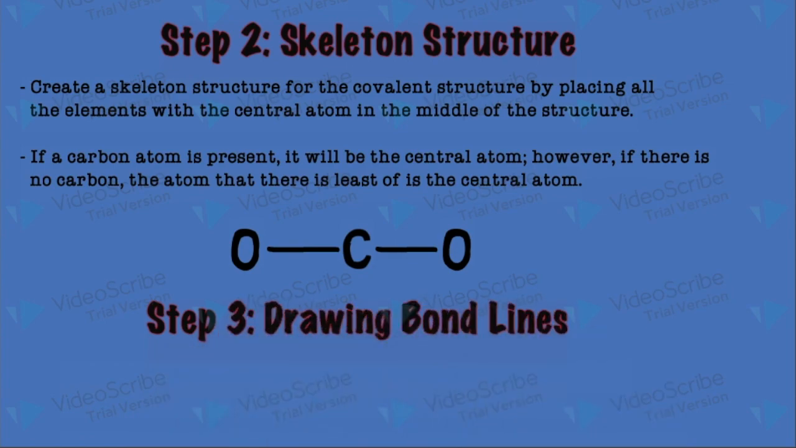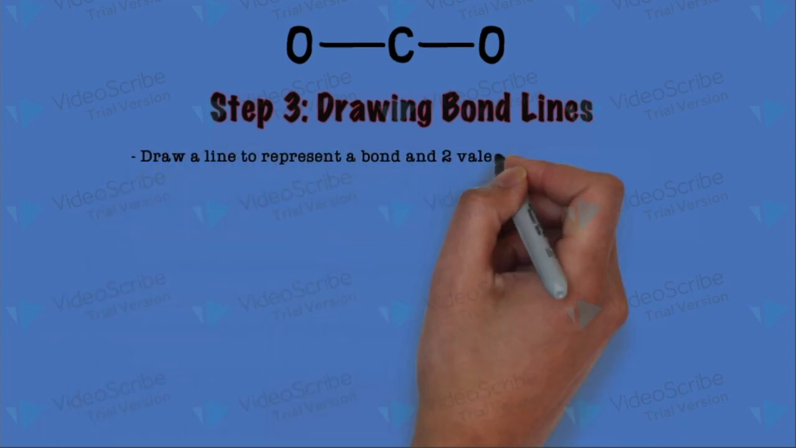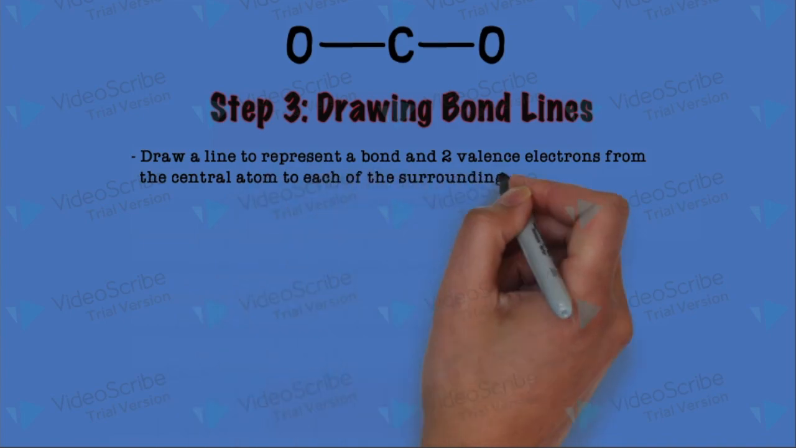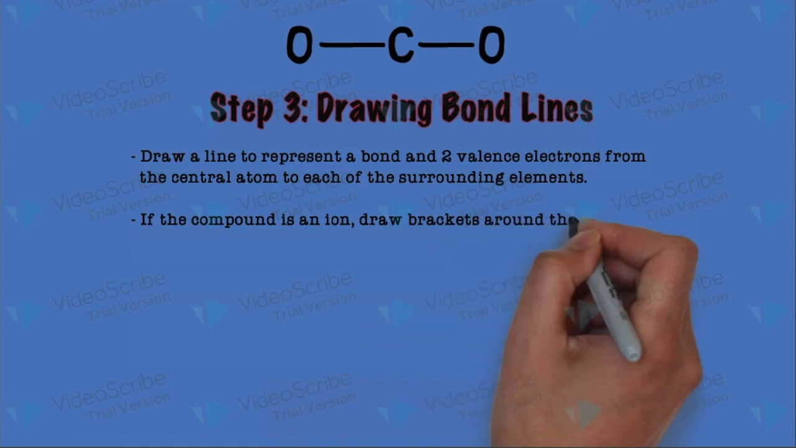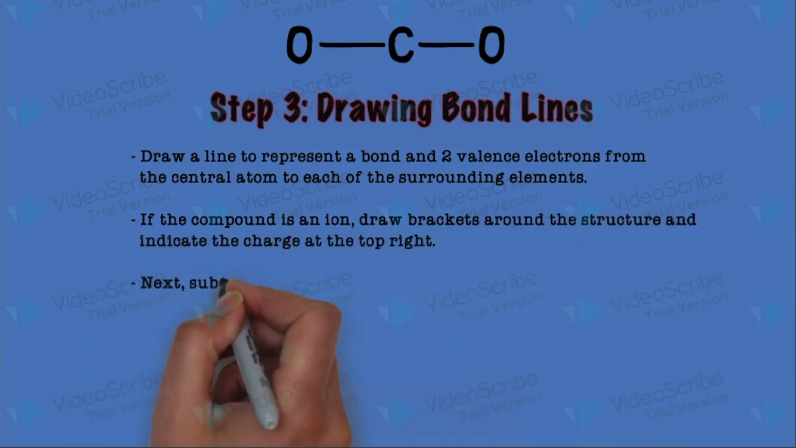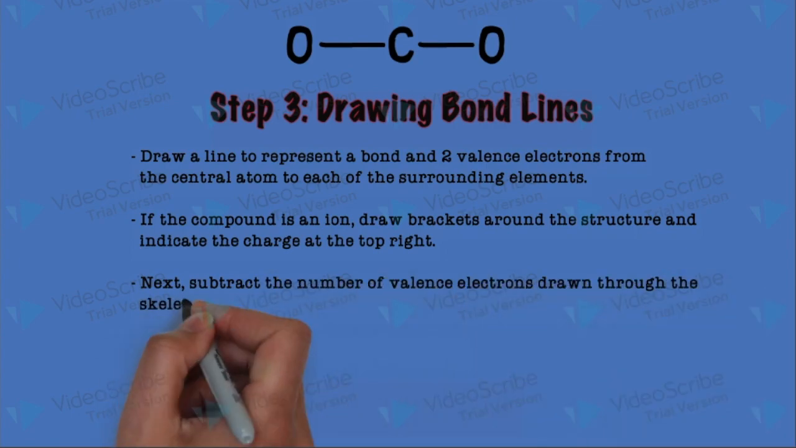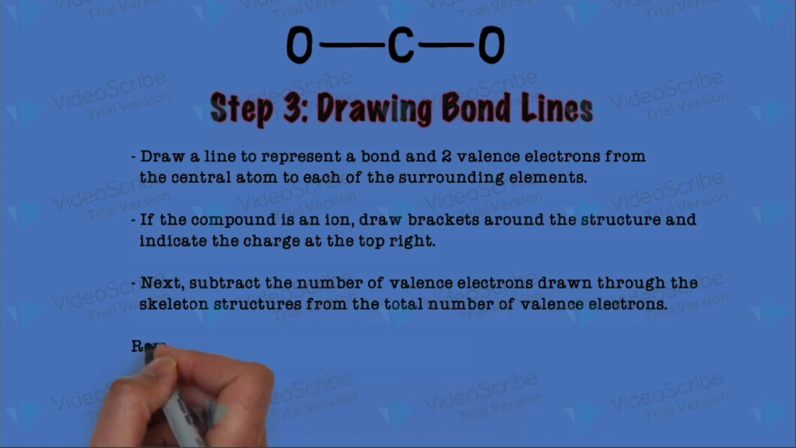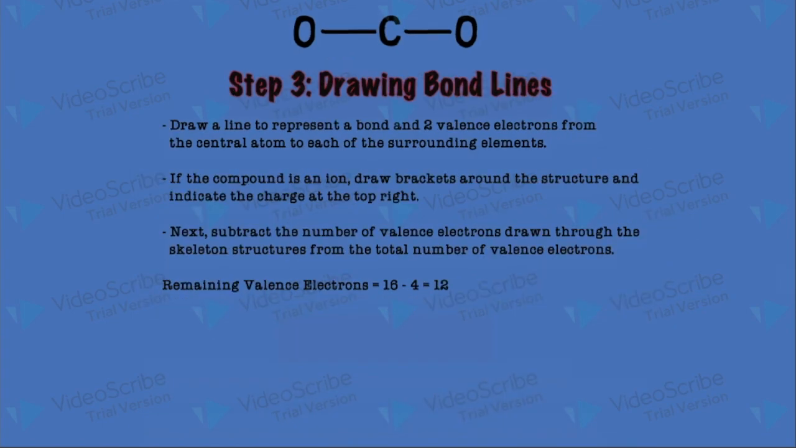Step 3 is drawing the bond lines. Draw a line to represent a bond and 2 valence electrons from the central atom to each of the surrounding elements, which has already been done in the previous step. If the compound is an ion, draw brackets around the structure and indicate the charge at the top right. Next, subtract the number of valence electrons drawn through the skeleton structure from the total number of valence electrons to find the remaining number of valence electrons. In this case, the remaining valence electrons would be 16 minus 4, which is 12.